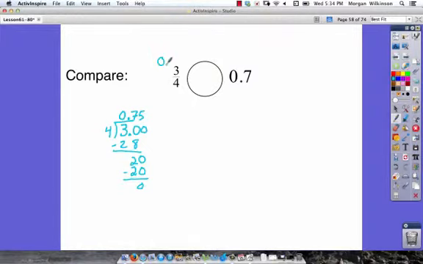So 0.75 compared to 0.7, which is really 0.70 if we have all the same number of place values, we can see which one is bigger. 3/4, or 0.75, must be bigger than 0.7. So the inequality always opens towards the bigger number.